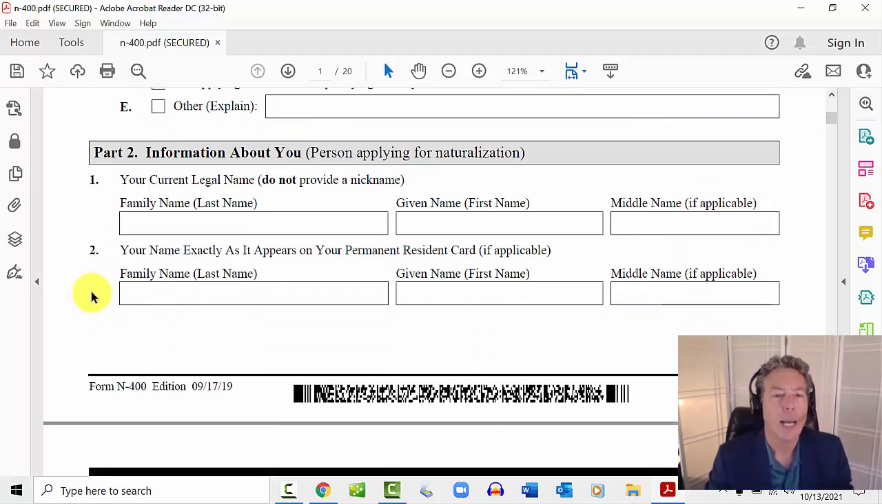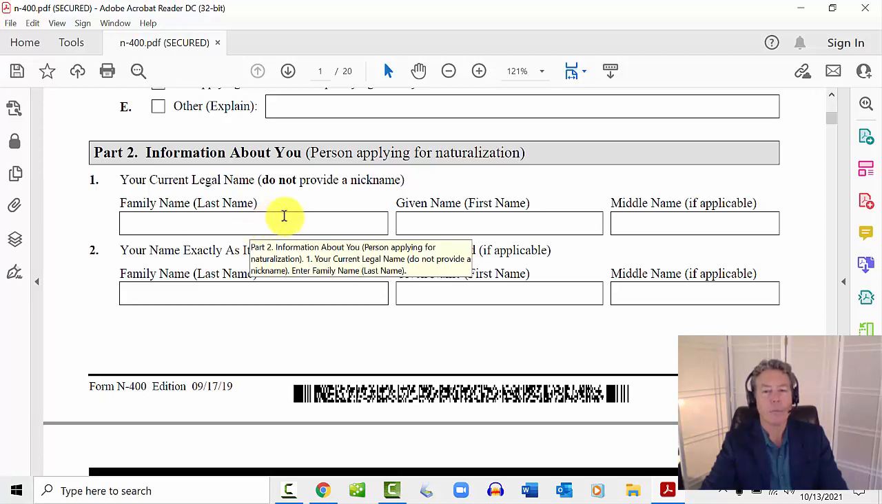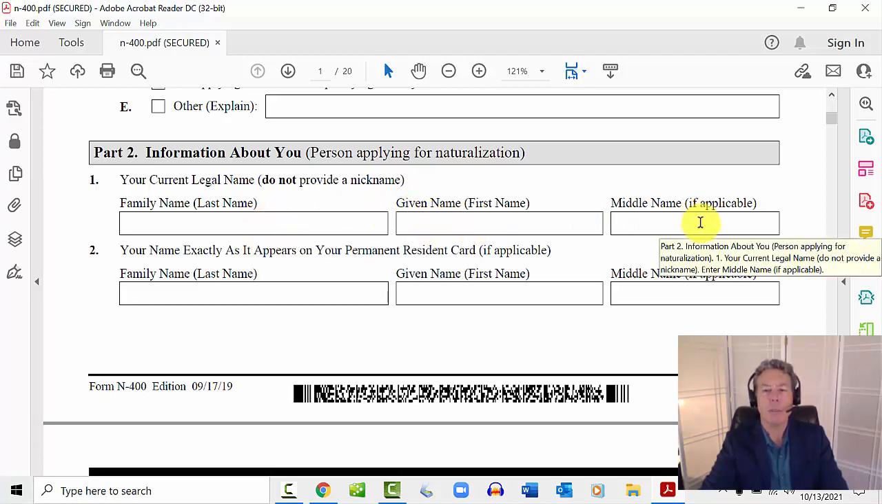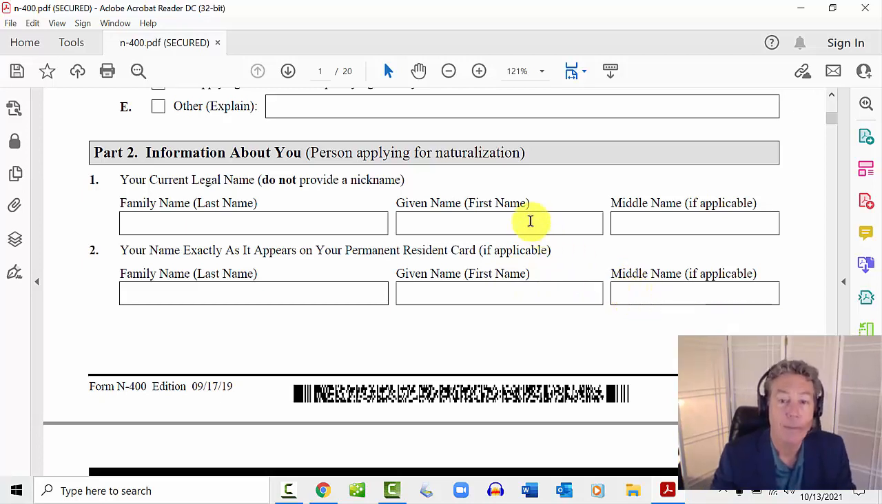Information about you. Okay, now name: your current legal name, and then your name exactly as it appears on your permanent resident card if applicable. So if you have 2 last names, put the 2 last names here. Sometimes you have a hyphen, sometimes not. First name, middle name if applicable. If you have no middle name, just leave it blank. And you want to put your name exactly as it appears on your permanent resident card there as well. And if there's a difference here, then of course you're going to need to show why.